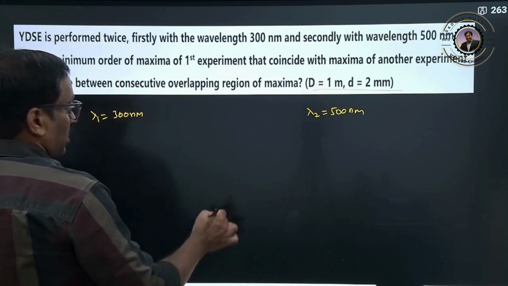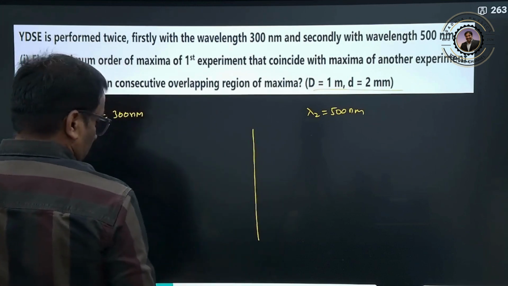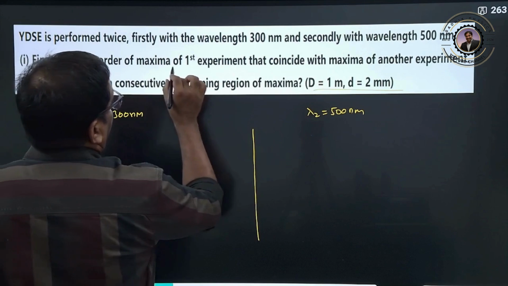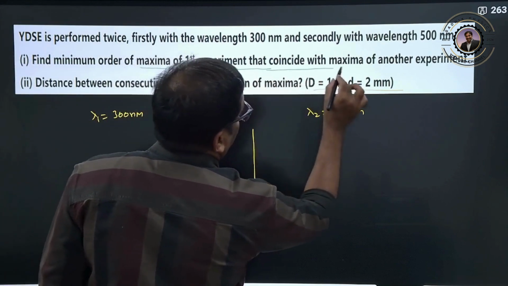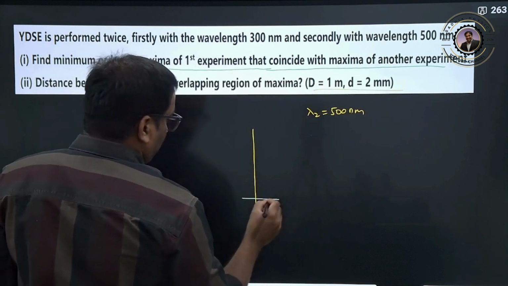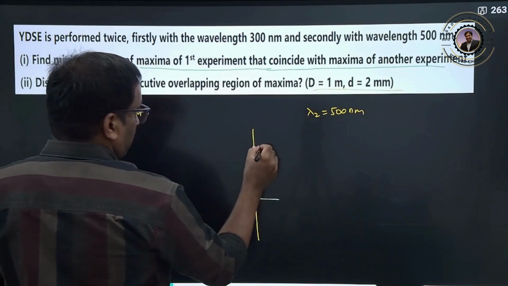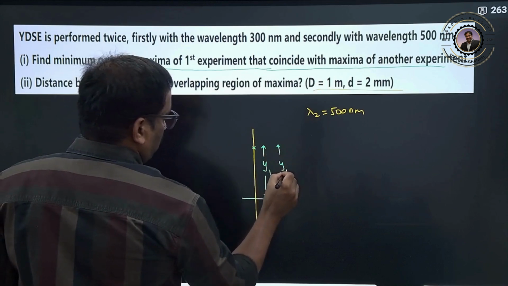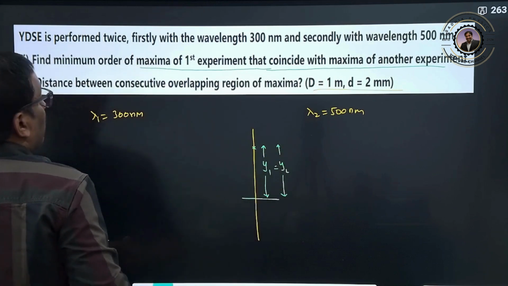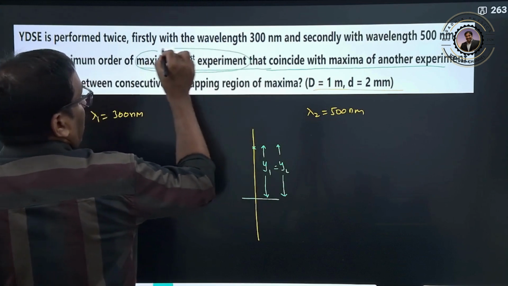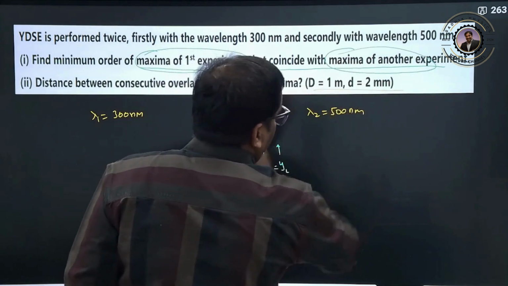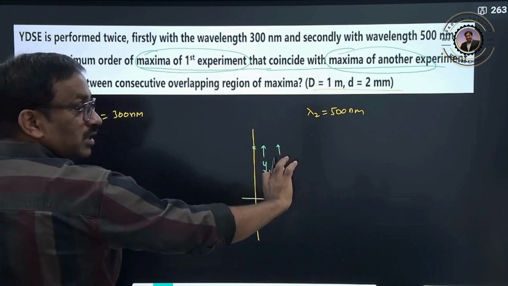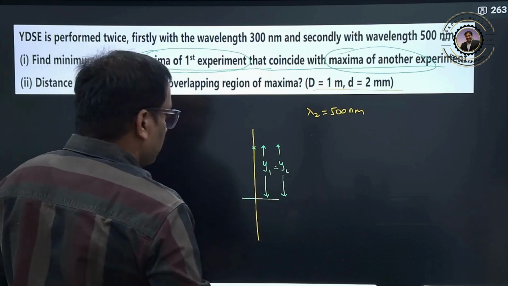So what is this question now? Suppose there is a minimum order of the maximum of the first experiment that coincides with the maximum of the other experiment. Suppose I am taking some distance here, this is one distance, y1, and due to the other one, another distance y2. This distance should be the same. So the maxima of the first experiment and the maxima of the other experiment, this distance should be the same for the first experiment and for the other experiment.